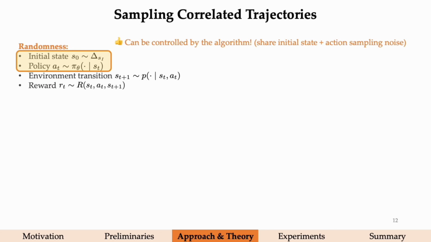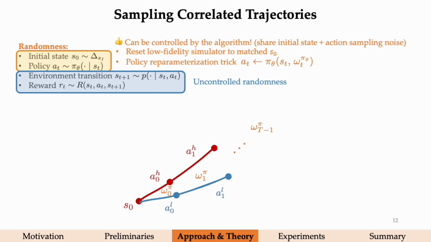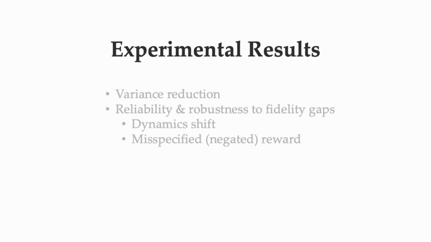The last question left is, how do we draw correlated multi-fidelity samples? MFPG couples the two fidelities by controlling the randomness that the algorithm can control. Most importantly, the initial state and action sampling. When sampling the paired low-fidelity trajectories, MFPG resets the low-fidelity simulator to match the high-fidelity initial states. For action sampling, MFPG uses a reparameterization trick, draws a sequence of noise samples, and shares the same noise for multi-fidelity action sampling along the paired trajectories. We note that the sampled actions are typically not identical across fidelities, since the states can diverge due to the uncontrolled random sources.